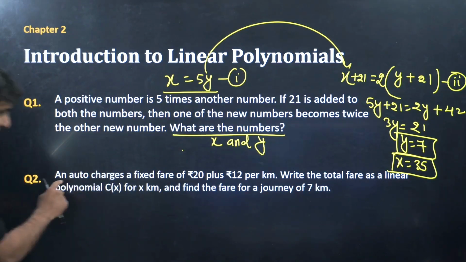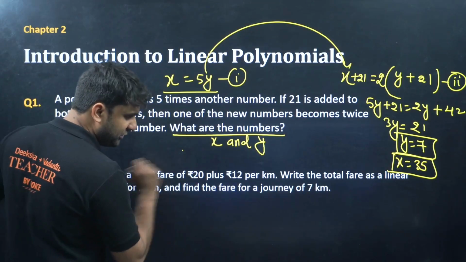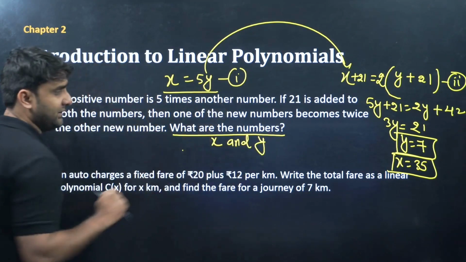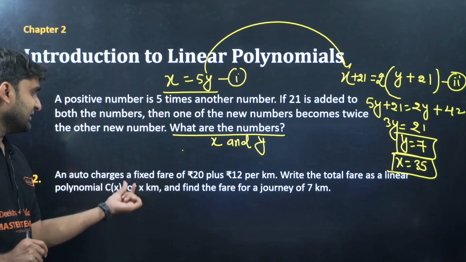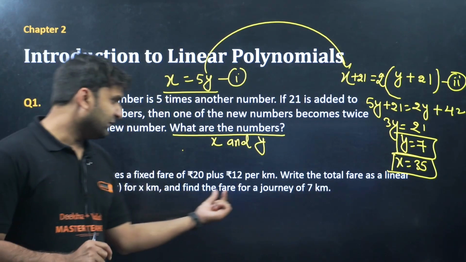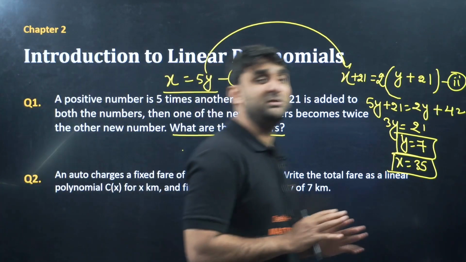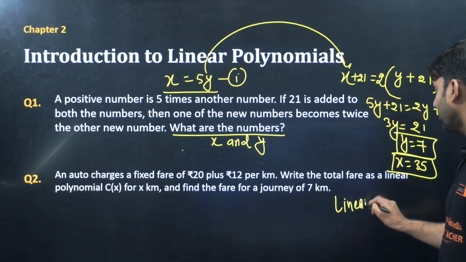Question number 2. An auto charges a fixed fare of rupees 20 plus 12 rupees per kilometer. Write the total fare as a linear polynomial C(x) for x kilometer and find the fare for a journey of 7 kilometer. This is a really important question. This question is basically from linear growth. You guys must have studied linear growth.